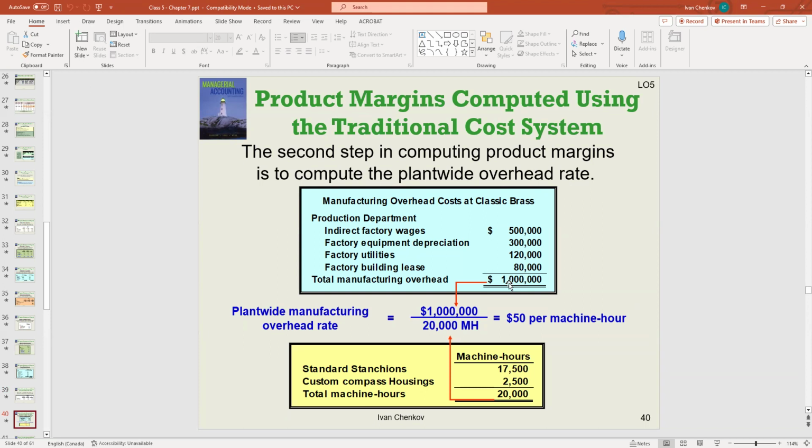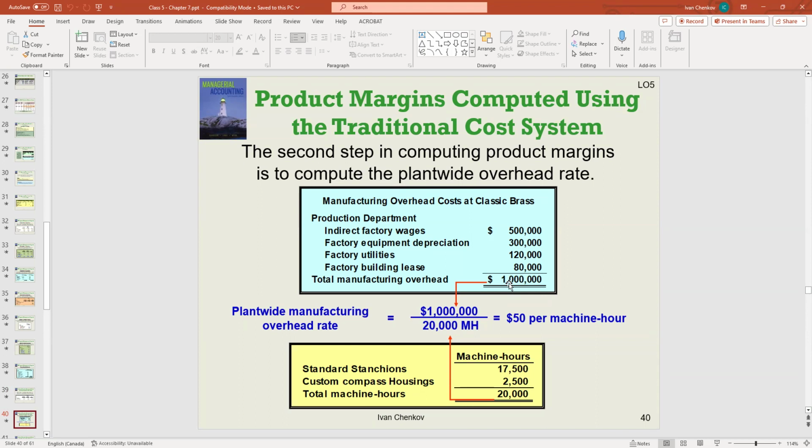Remember, on the traditional system, we don't care about the non-manufacturing cost. Non-manufacturing cost, we treat it as a period cost. We're going to get only the manufacturing overhead, $1 million. We're going to get the usage, which is the machine hours, which if you remember, we come up with the calculation of the usage, 20,000 hours. And we're going to get the $50 per machine hour.